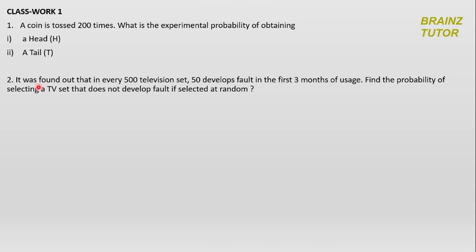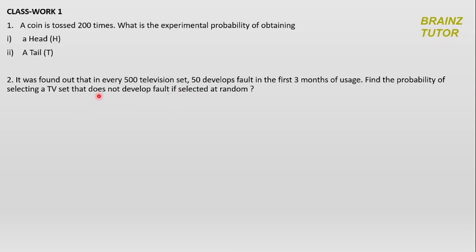So this second question says, in every 500 television sets, 50 develop faults in the first 3 months of usage. So if I want to pick a TV set, what is the probability that it doesn't develop faults if selected at random? So you can see that this question is actually based on experiments or statistical record. So this is a good question on experimental probability.